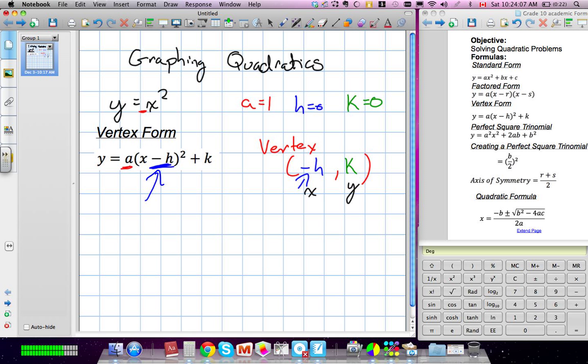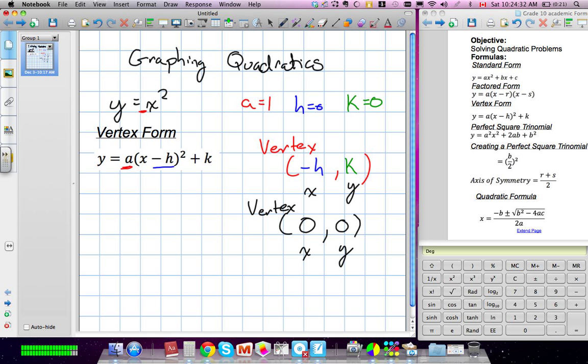So for our vertex here, what is our h value? H value is 0. What would negative 0 be? Still just the number 0. Okay, so we know our x value is 0. And what's our k value? 0. So where's our vertex? 0 and 0, which is the origin. That's right. Yeah, we're exactly on the origin.